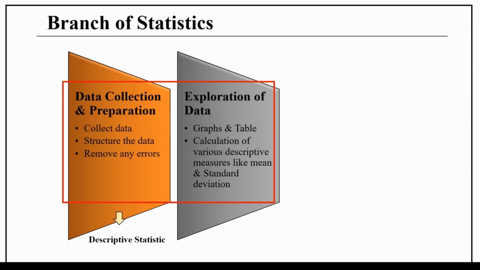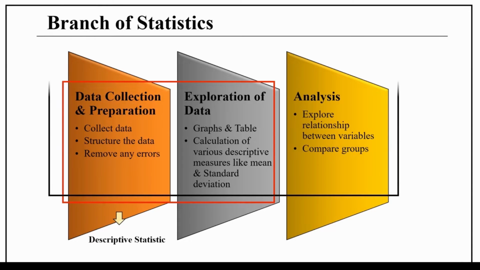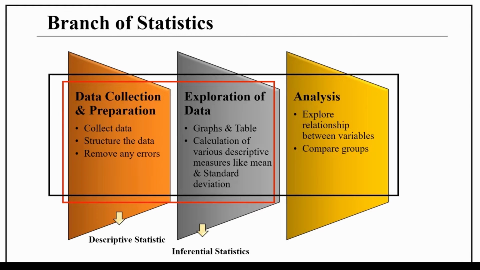If we go one step further, then we will do the analysis of data, like exploring relationships between variables and comparing groups. Now after combining these three steps, it is called inferential statistics. So now we can say that descriptive statistics and inferential statistics are interrelated. Like when we take sample data from a population, first we organize and summarize it with descriptive statistics before going for the inferential statistics methods.